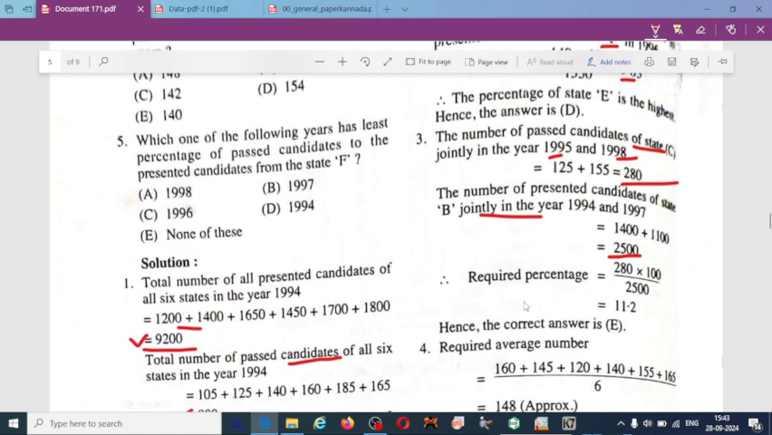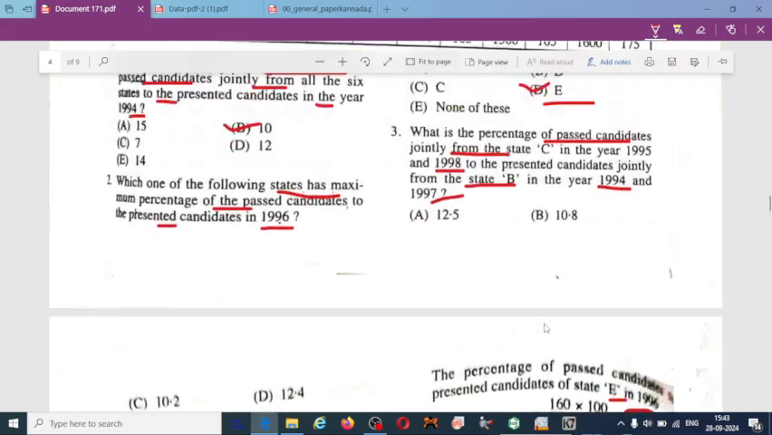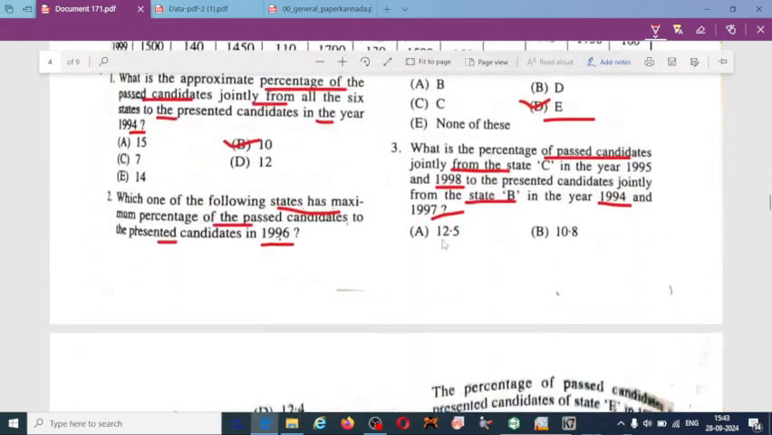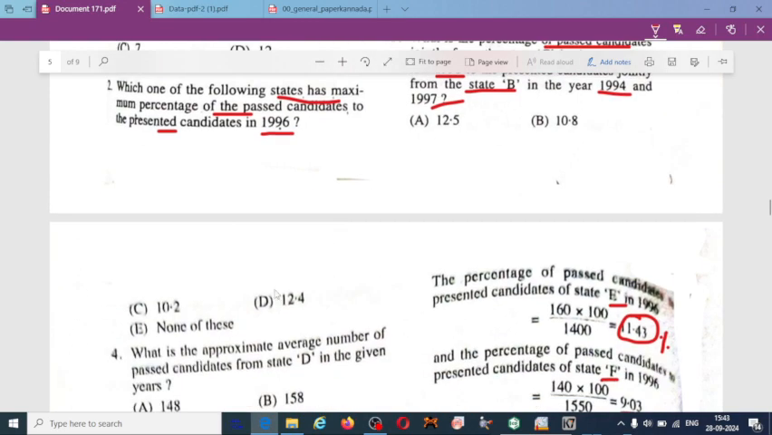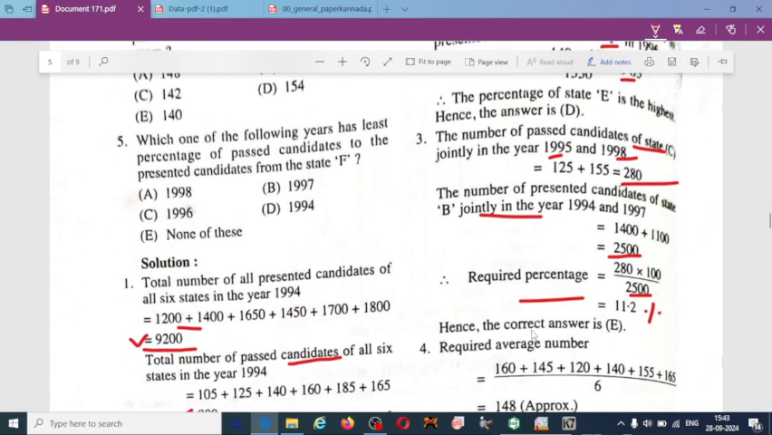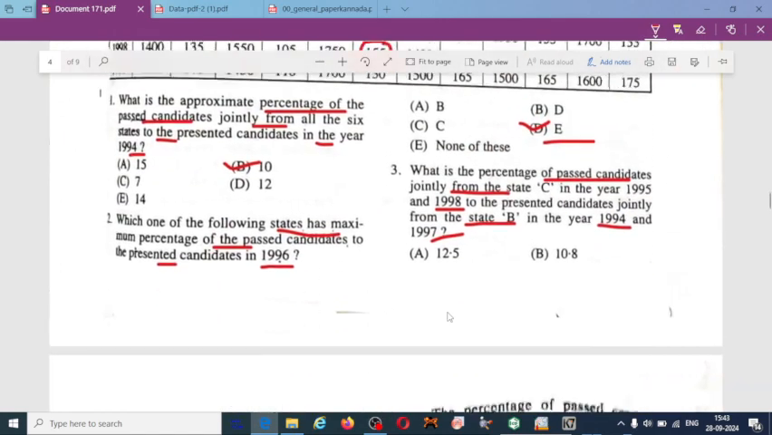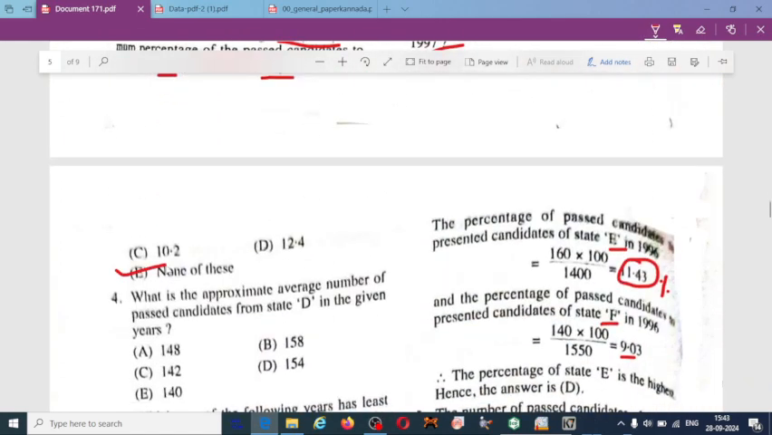So the required percentage is 280 by 2,500. If you do, you will get 11.2%. From the given options here, the correct answer is E. None of these is correct.